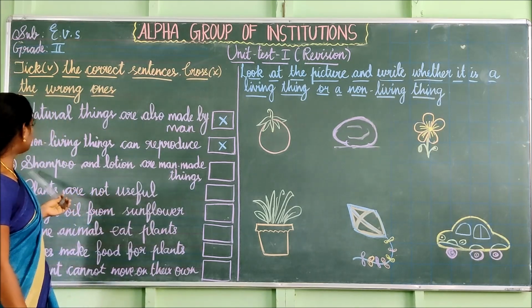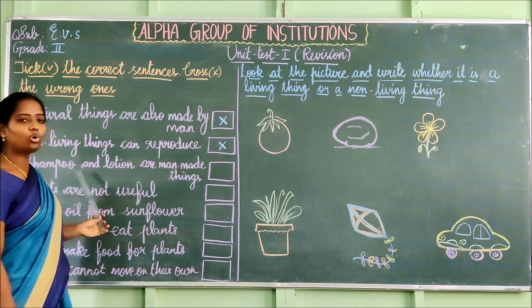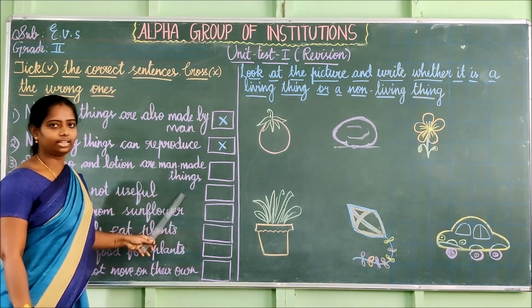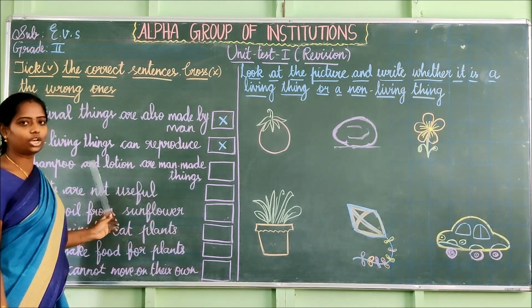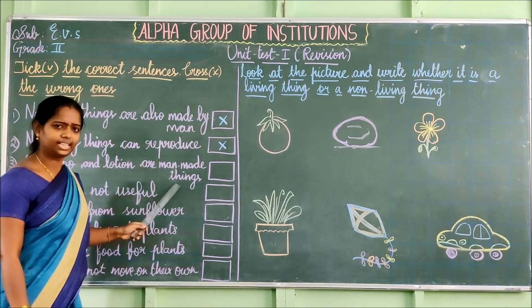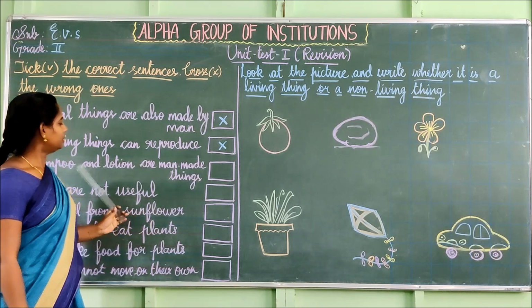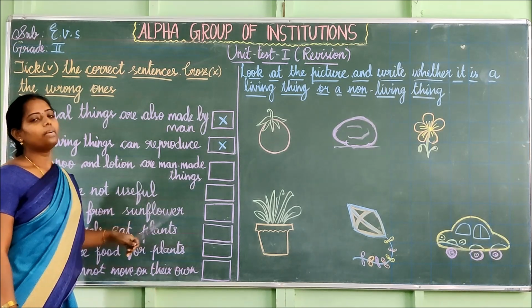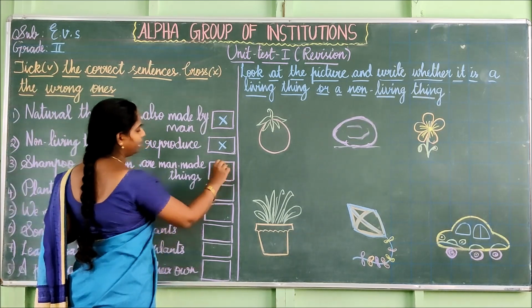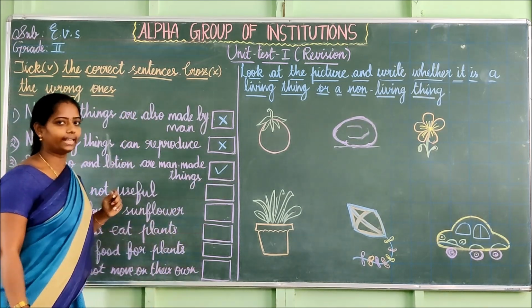Okay? Shall we go to the third one, children? See? Shampoo and lotion are man-made things. Yes, we are using shampoos and lotions, isn't it? They are what? They are man-made things. It is a correct sentence, isn't it? Shampoo and lotion are man-made things. We have to put a tick mark here, okay, because it is a correct statement.